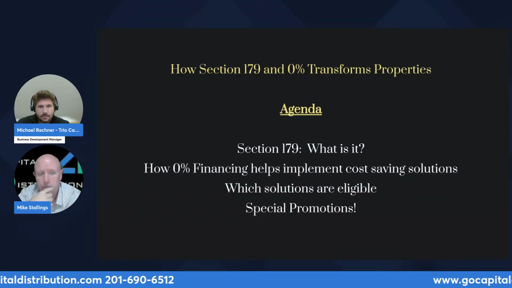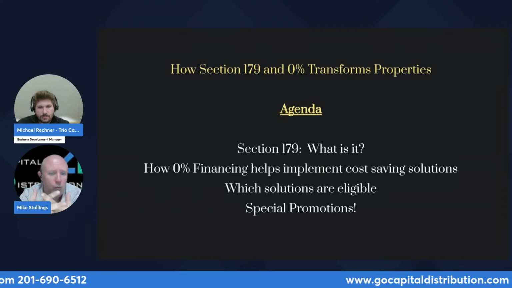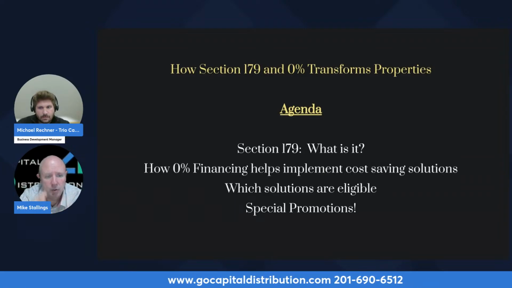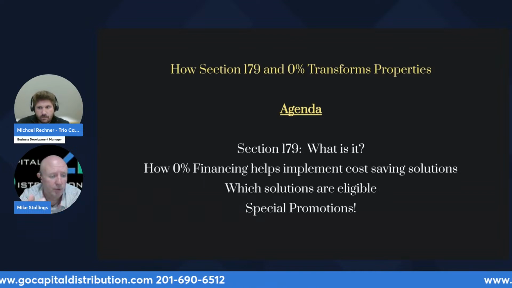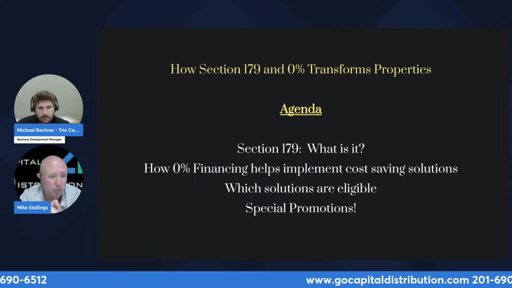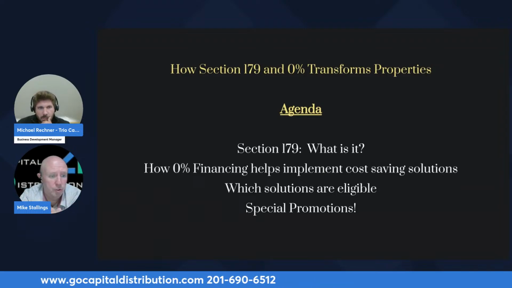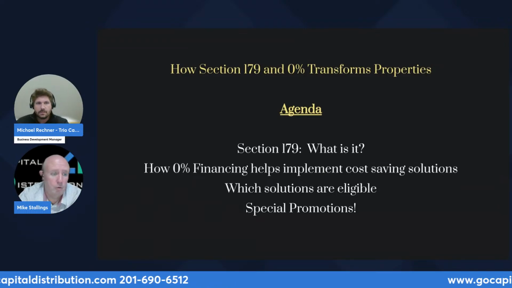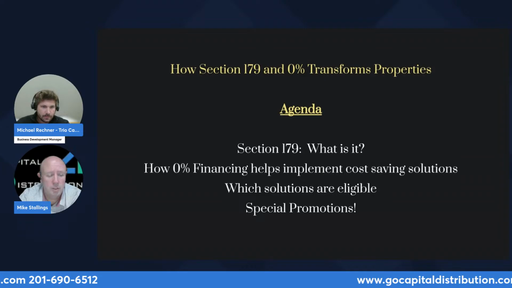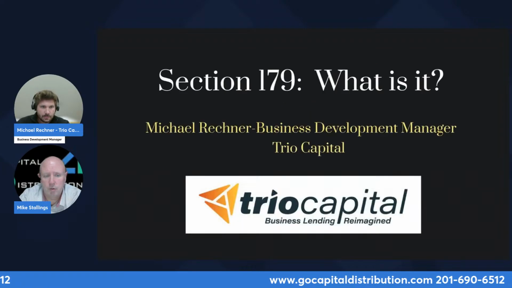Today, we're going to talk about four main things, really. One, what is Section 179? How can it help you? Two, how 0% financing helps implement these cost-saving solutions and gives you a faster return on investment. Three, what types of solutions are eligible for your property or your institution? And more, and at the end, some special promotions that we're running here at Capital, and Trio is running as well for us, that Mike's going to talk about in a second.